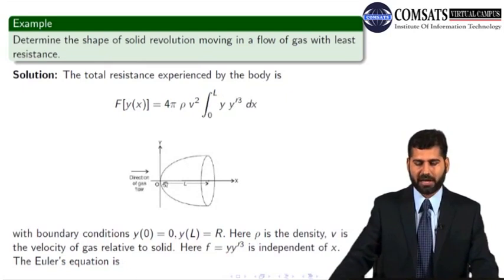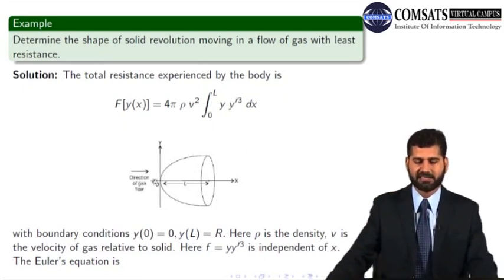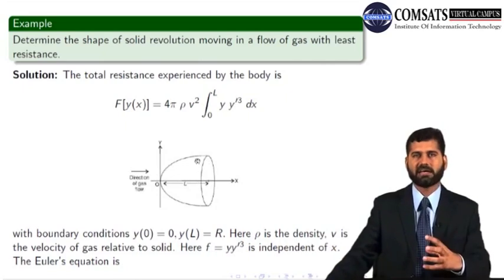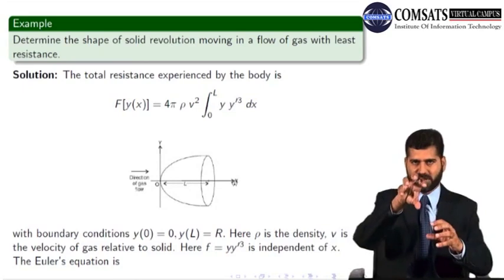You have this from 0 to L, and again it's a solid of revolution. You have a curve y(x), and it's moving in the gas flow. The direction of the gas flow is this. So of course it is a bullet-shaped thing.